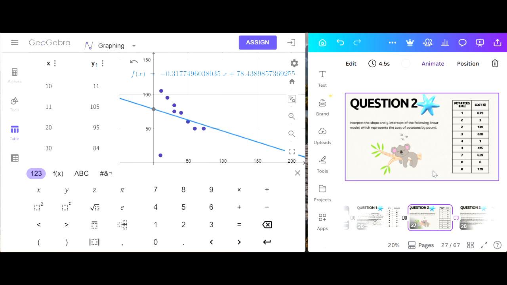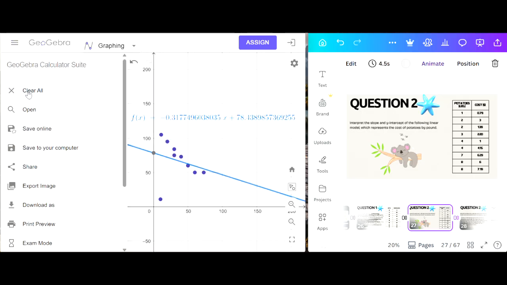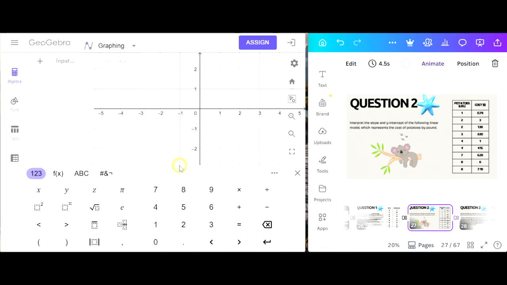Here's question 2. Interpret the slope and the y-intercept of the following linear model, which represents the cost of potatoes by pound. Okay, pause it, figure it out, come back. Let's see if I can succeed at this one. Okay, we've got 1, 2, 2, 3, 4, 4, 7, 8, 8.